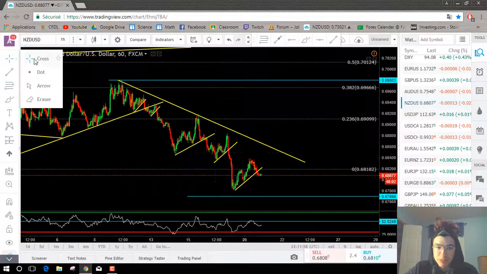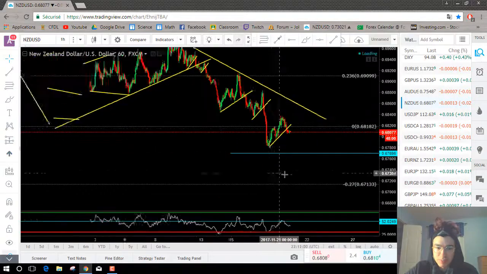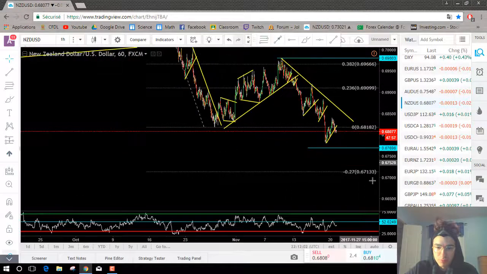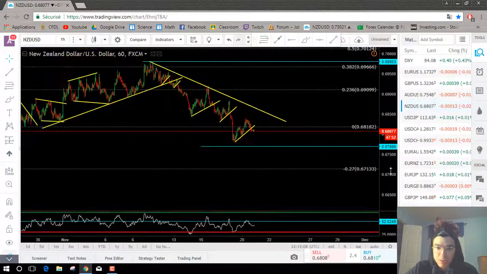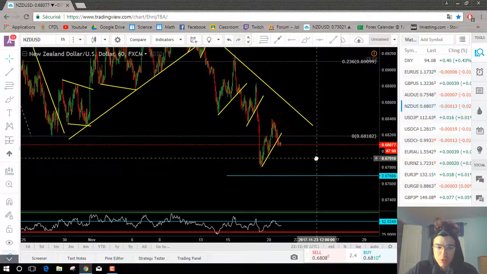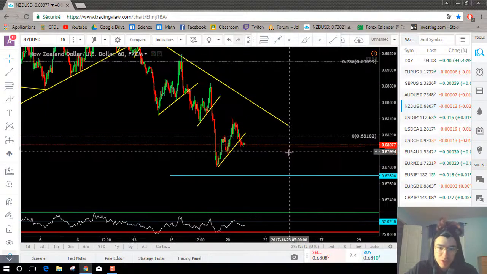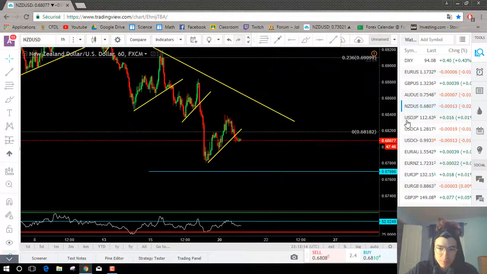So if we get a breakout of this, it can be a potential nice trade, but be careful though, because as you can see, we are also getting some divergence and some overbought. So it can be pretty risky because we're already at the low end. It can reverse, but if the setup is there, you can take the trade.